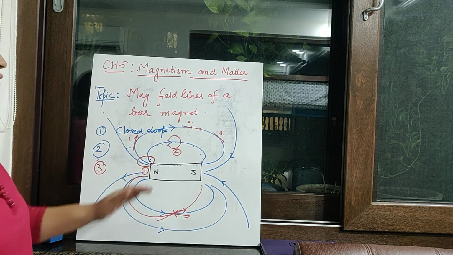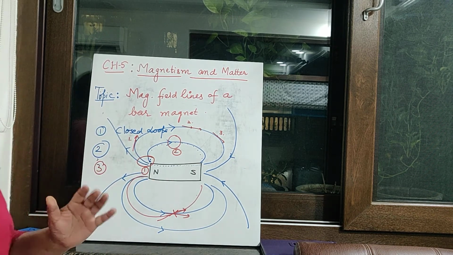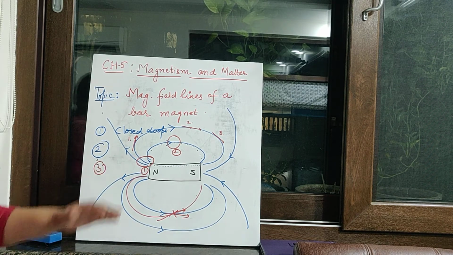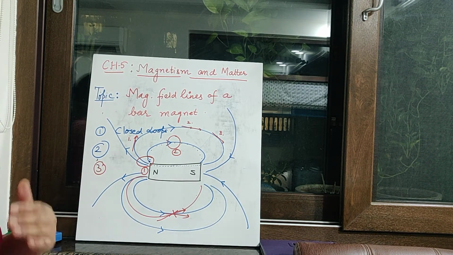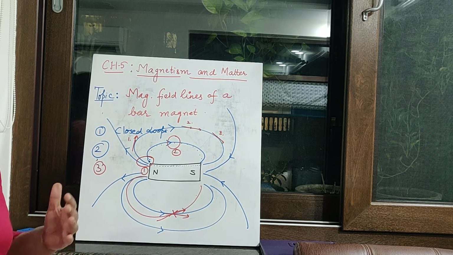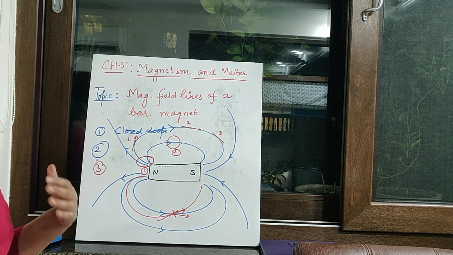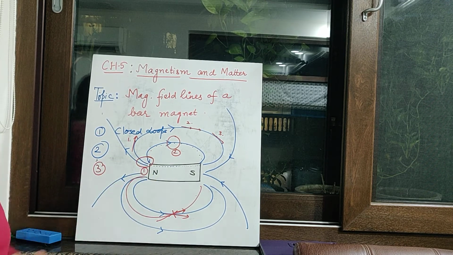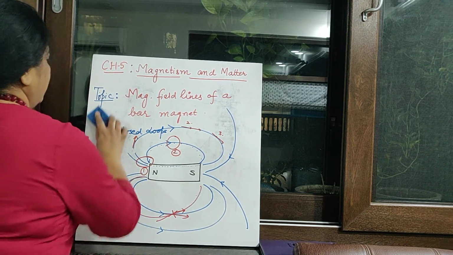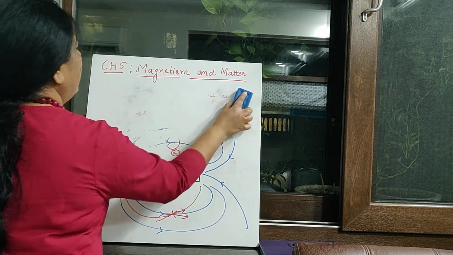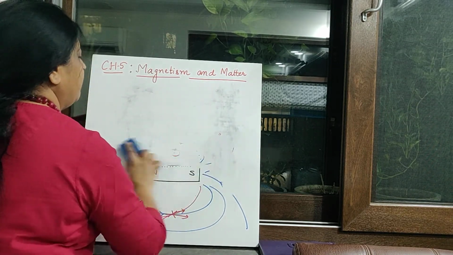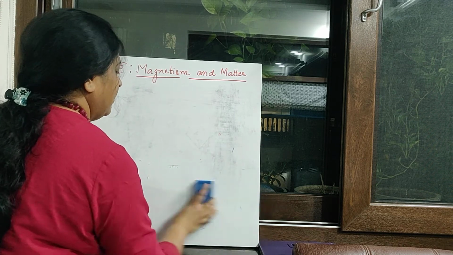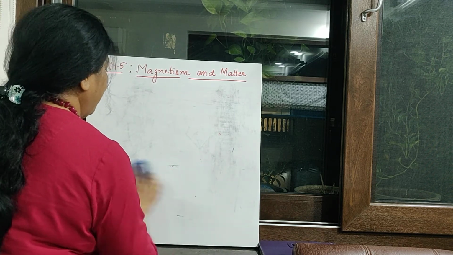So these are the properties of the magnetic field lines around a bar magnet. Then the third topic that you are going to learn just now is the equivalence of the magnetic field produced by a solenoid and that produced by a bar magnet. So you can write down the third topic, equivalence of the magnetic field produced by a solenoid and a bar magnet.